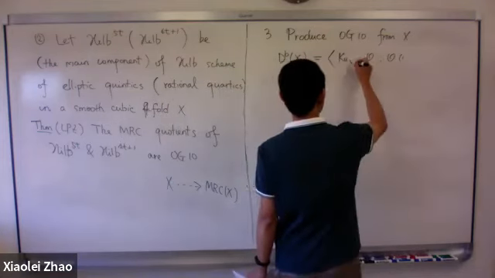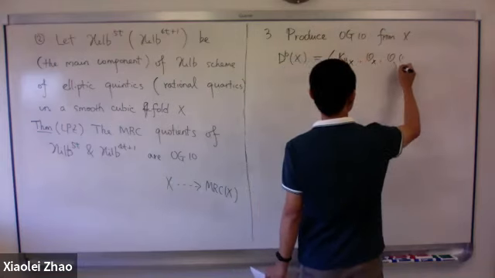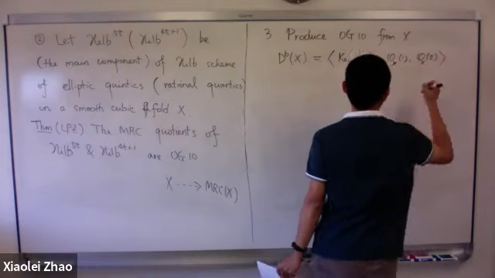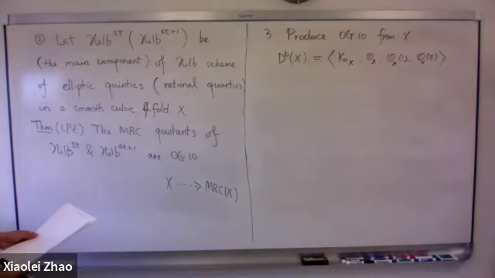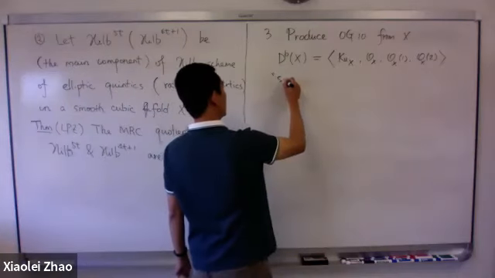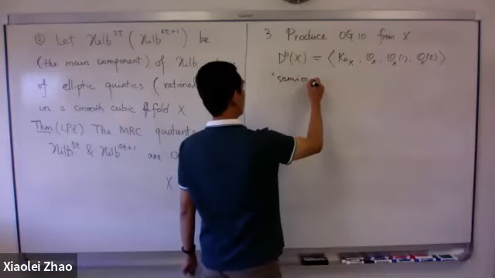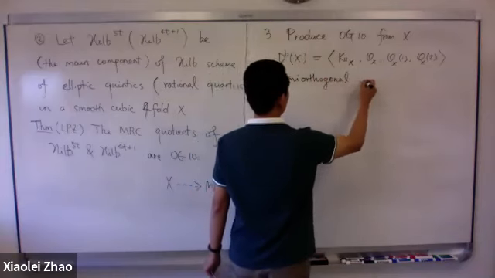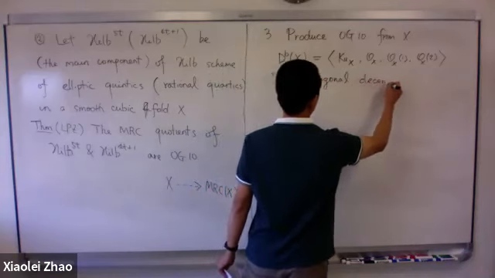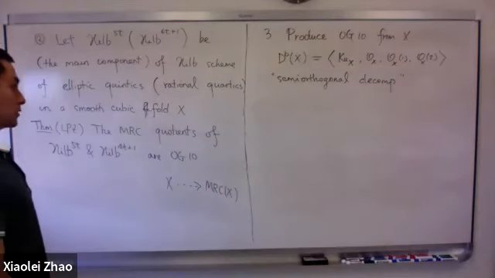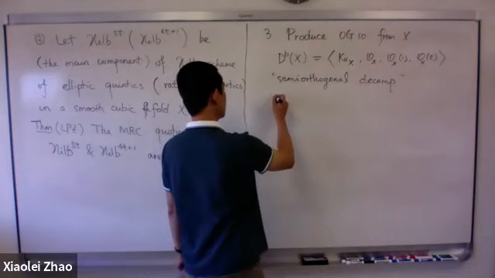So this is something called the Kuznetsov component, and you can just put in three line models. Okay, so this is actually a semi-orthogonal decomposition. So let me write down: I have a semi-orthogonal decomposition. Okay, so in particular, that means the following things.